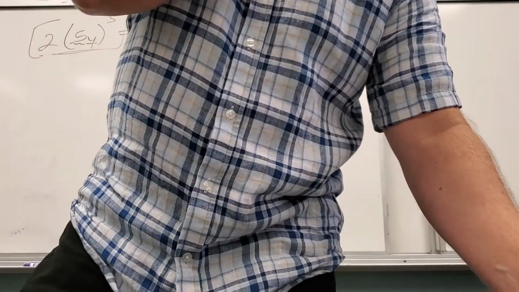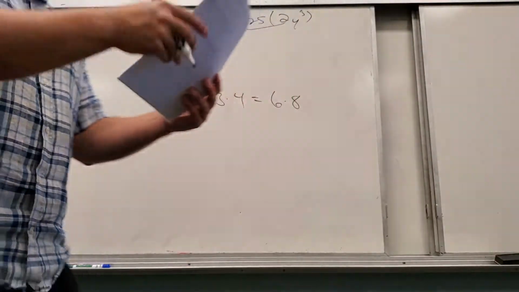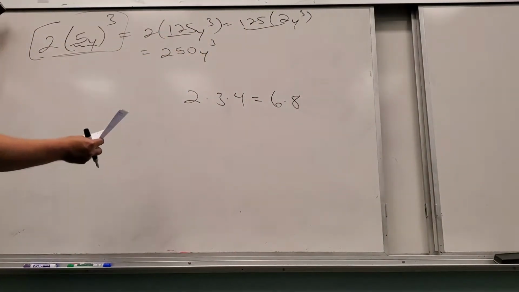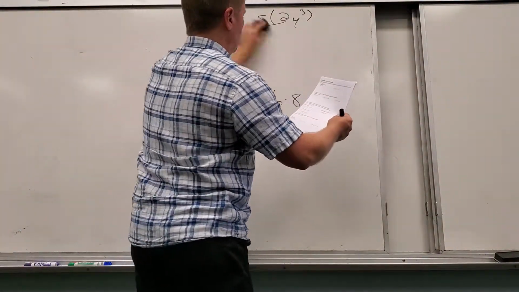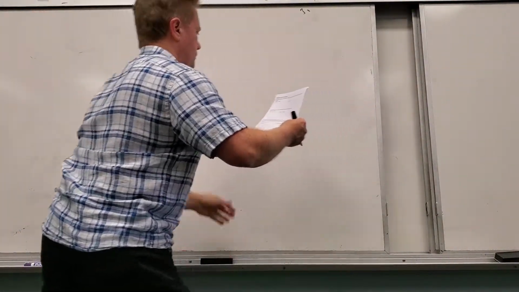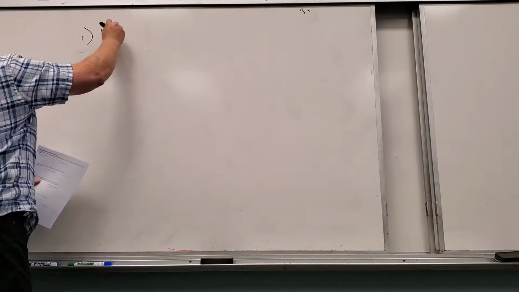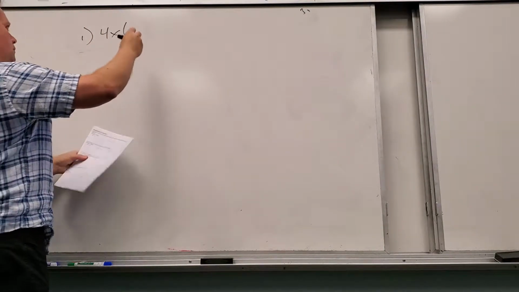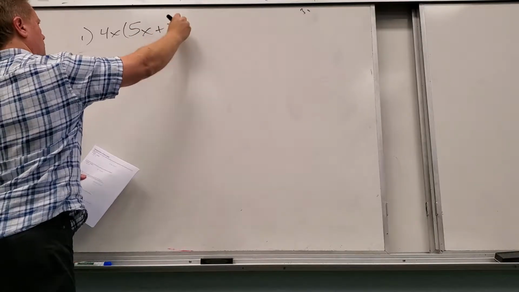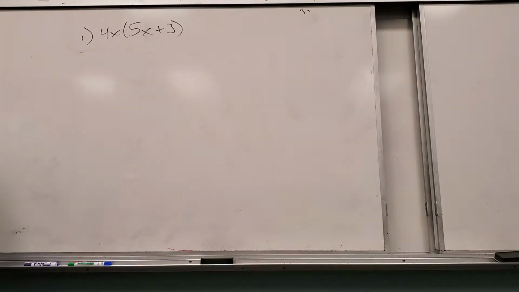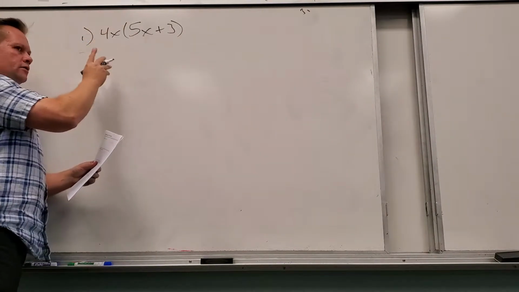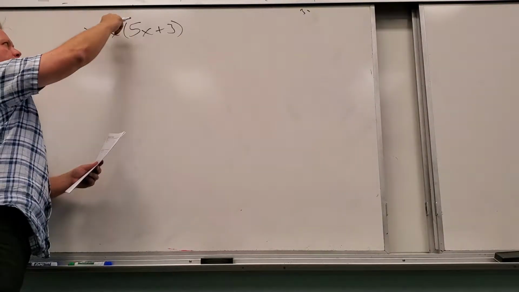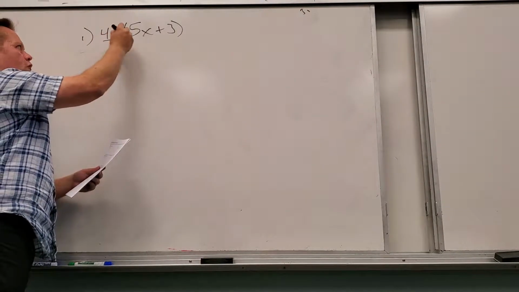I know we did number 1. Yeah, we did number 2 also. Do we do the second number 1 there then? So this guy here, what property happens there? Distributed. And so then, again, just to remind you guys, you don't have to be able to do it all at once. You gotta do 4x times 5x.